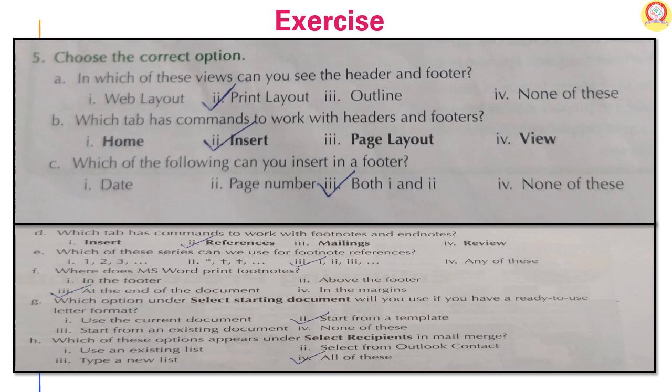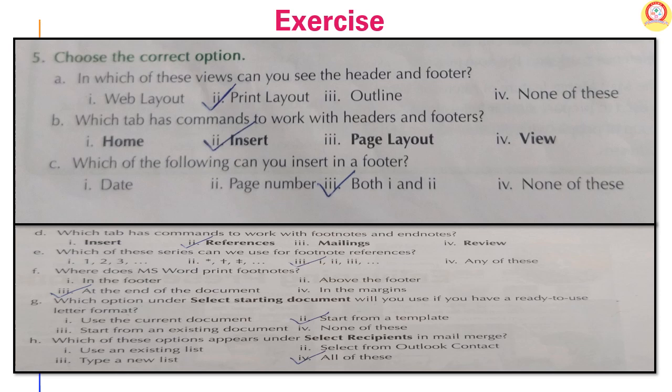Where does MS Word print footnotes? 1. In the footer. 2. Above the footer. 3. At the end of the document. 4th. In the margins. So it's third, at the end of the document. Okay. Now let's move to G.